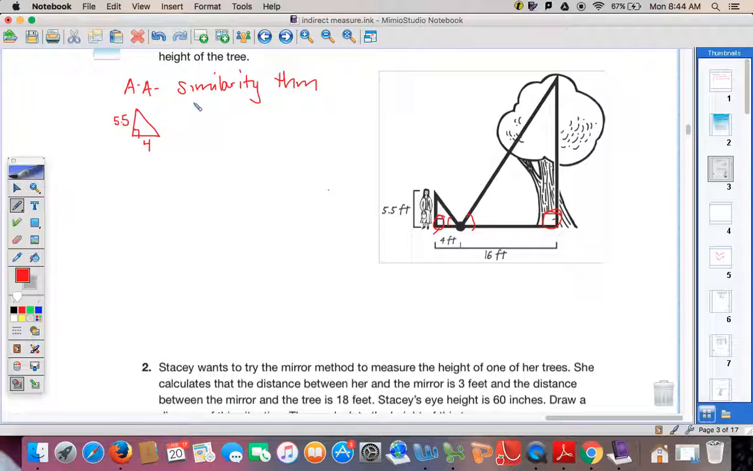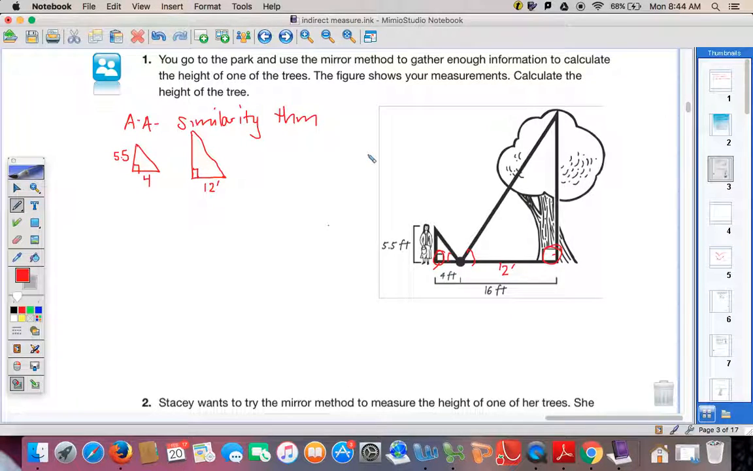And then if we look at this other triangle and we draw it so that corresponding parts are in the same location, we have the 90-degree angle here, and we know that if this total distance is 16 feet and this distance here is 4 feet, we know this is 12 feet. So we've got this is 12 feet. And what we're looking for is the height of the tree. So we're looking for this piece right here.